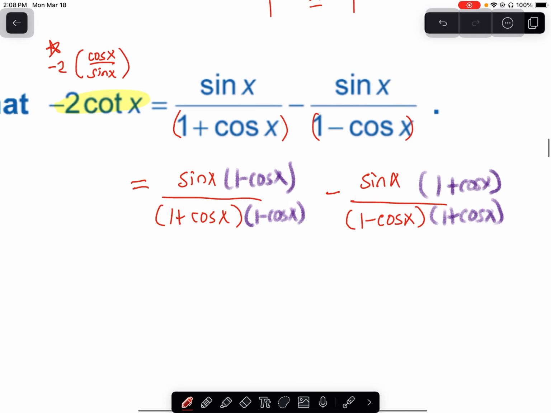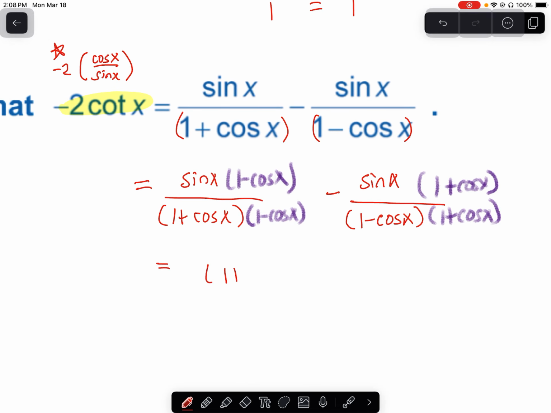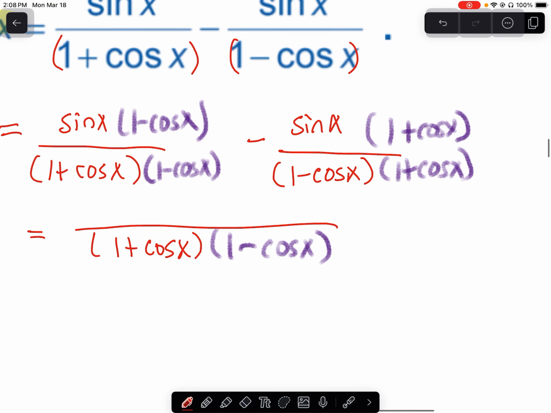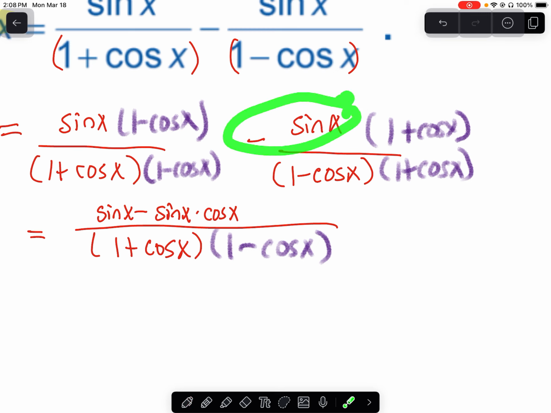Because our denominators now are 1 plus cosine times 1 minus cosine. Just remember, to add fractions, once you get the common denominators, we just can add or subtract the tops. Now, what's on top? Well, sine times that quantity. If we distribute, we get sine minus sine times cosine. And now let's distribute a negative sign to both of those. We get negative sine, negative sine cosine.